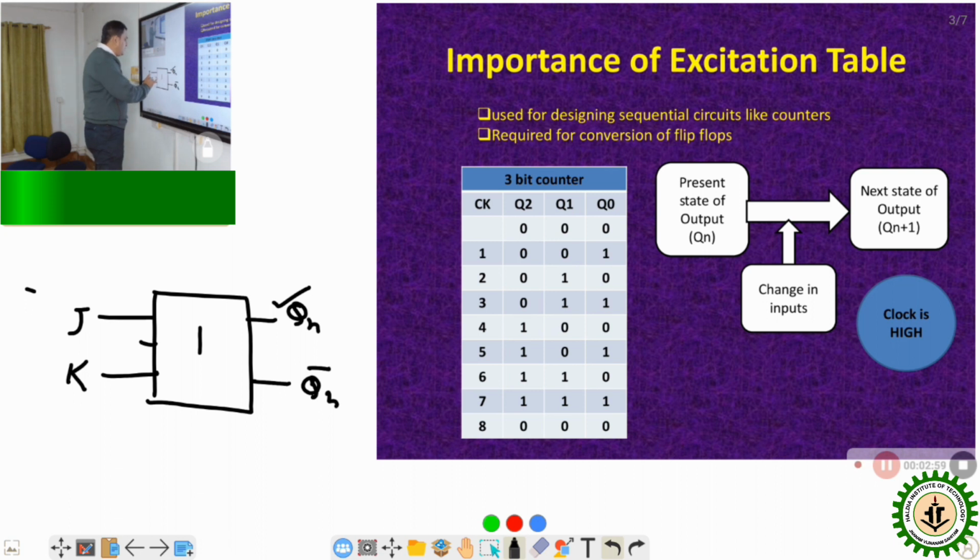So, for our convenience, we consider the clock is there. The clock is active always. So, for this session, we don't bother about the clock. We will assume it is there.